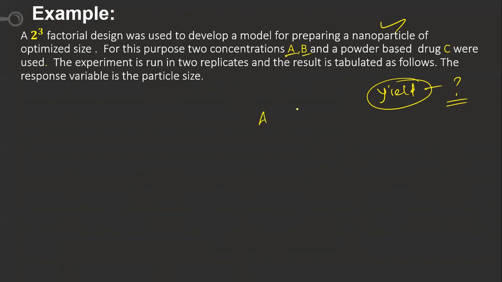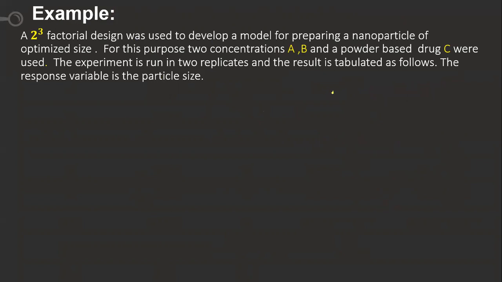For this purpose, there are three factors: A, B, and C. A and B will be liquids, for example, and C will be a solid, just like a powder. I'm going to mix it up to get a nanoparticle here, which gives you the optimized size. I'm going to find it out. That's the small example I have taken.